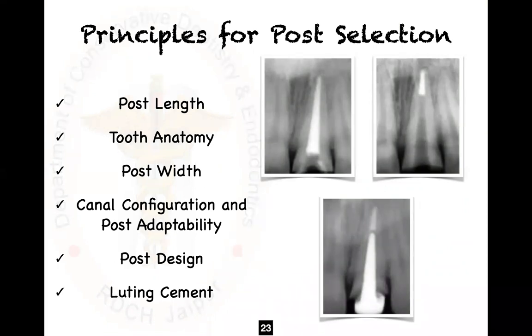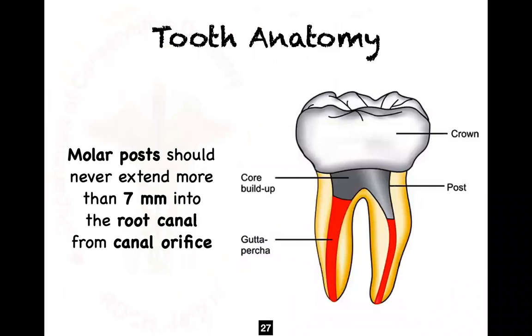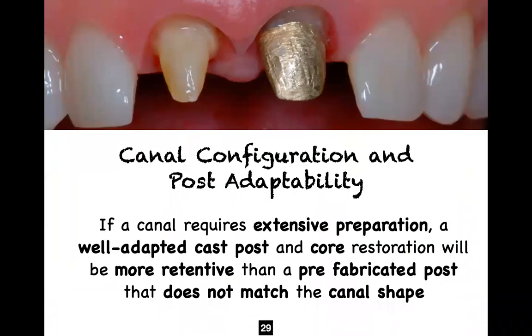Be it a preformed or a prefabricated post, be it one which you have fabricated using a wax pattern, or XYZ, be it an aesthetic post, you have to make sure all this checklist is completed before you're actually delivering that post. So the third one we have is, in fact, the fourth one we have, canal configuration and post adaptability. If a canal requires extensive preparation, a well adapted cast post and core restoration will be more retentive than a prefabricated post that does not match the canal shape. I've discussed this before also.